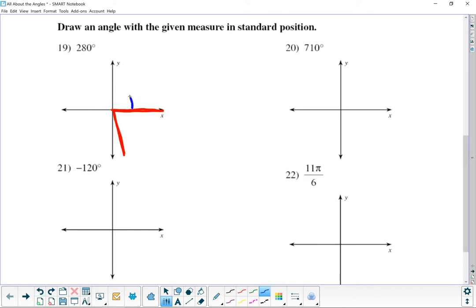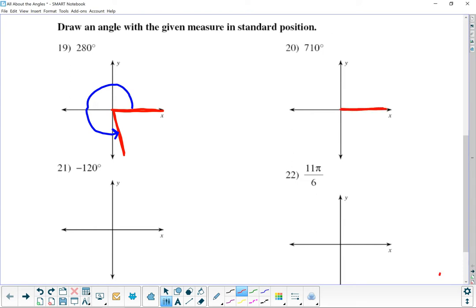So I want to do this right. 90, 180, 270, and then plus another 10 is 280. So that's 280 degrees. And actually, I don't know about you, but I love doing these. Okay, so 710.